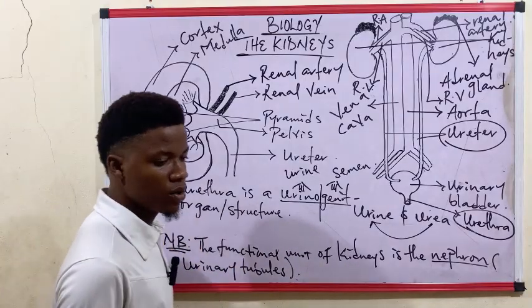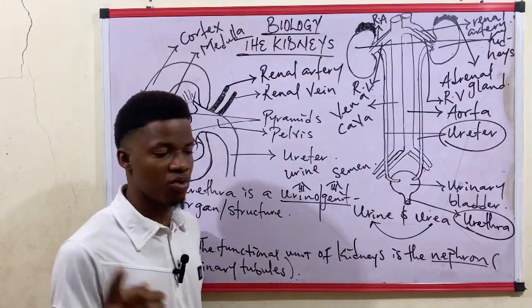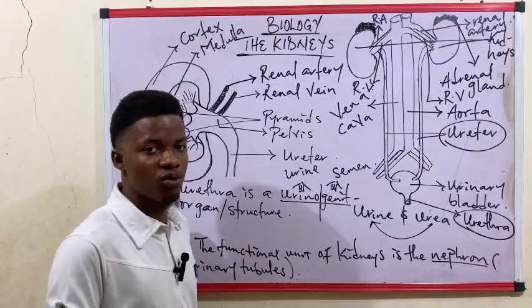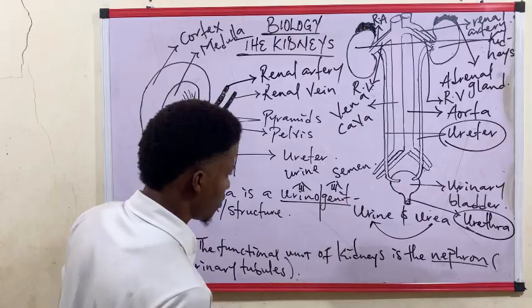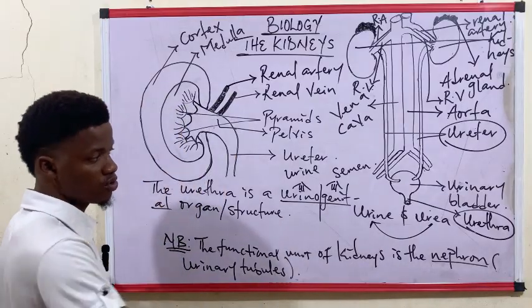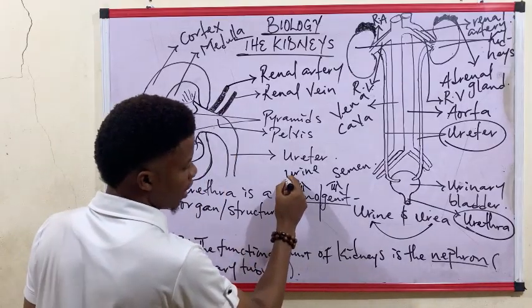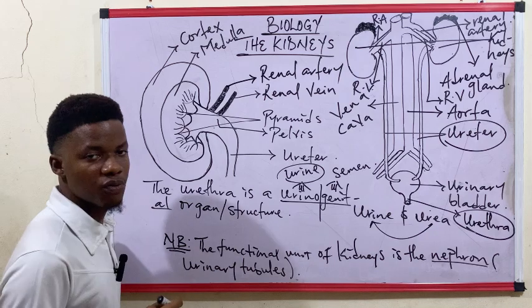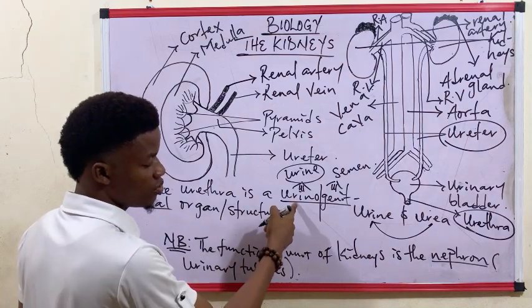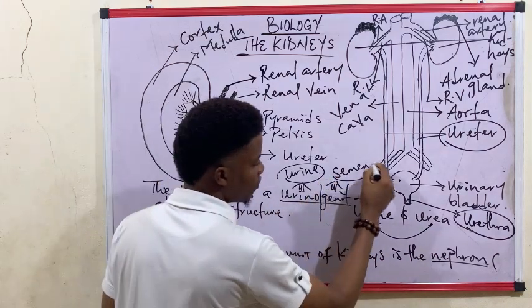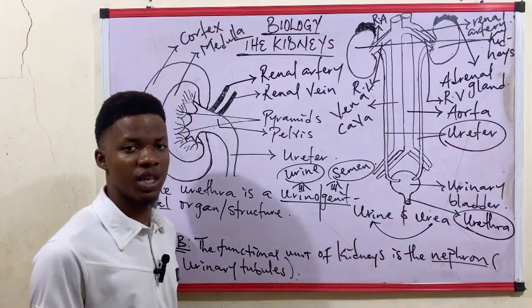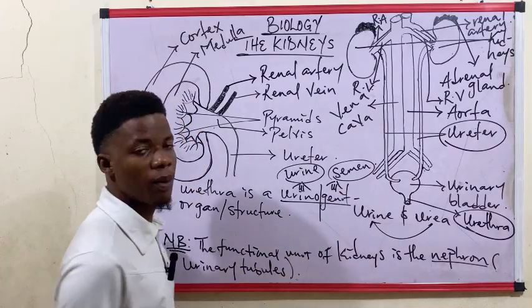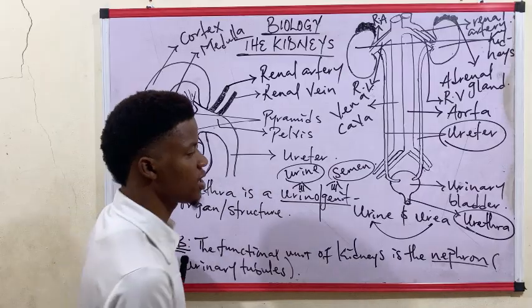Also, it is interesting to note that the urethra runs through the penis, right? It runs through the penis. So in the case of man, the urethra runs through the penis, and it allows for the passage of urine. That is why it's called urinal, and it also allows for the passage of semen, which is why it is called genital. So, urinogenital.